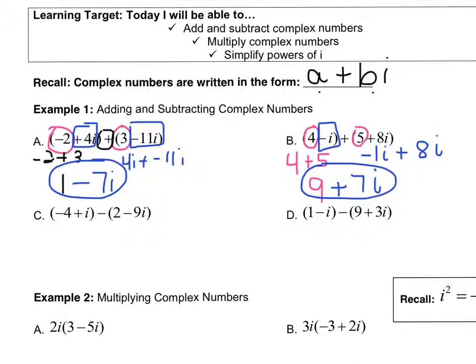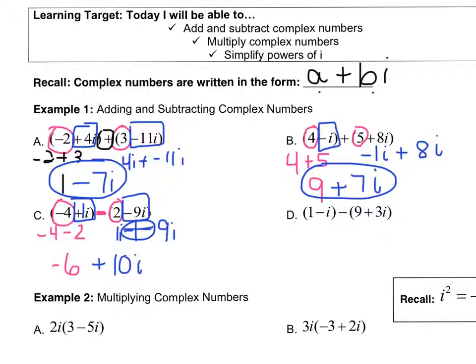In part C, we need to subtract these problems. So we'll take the real part, -4, and we'll subtract 2. -4 minus 2. The minus sign comes from the middle. That gives us -6. Then we subtract the imaginary parts. So we'll have 1i minus -9i. So the minus negative turns to a plus, and 1 plus 9 is 10i.